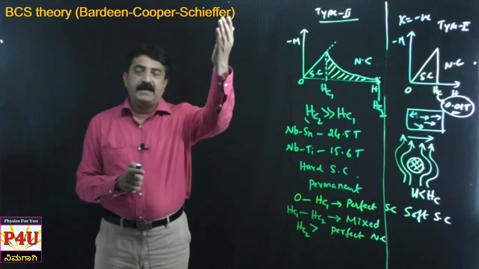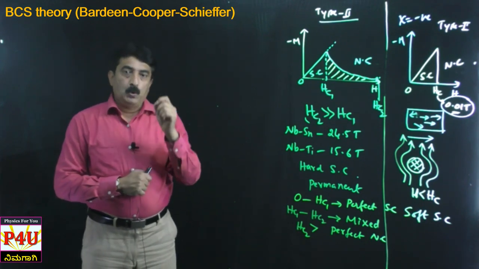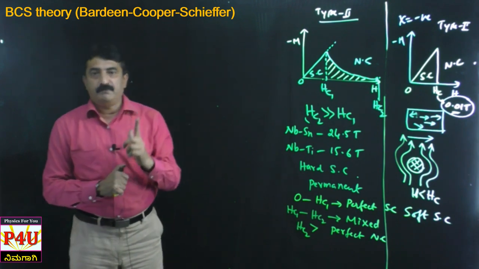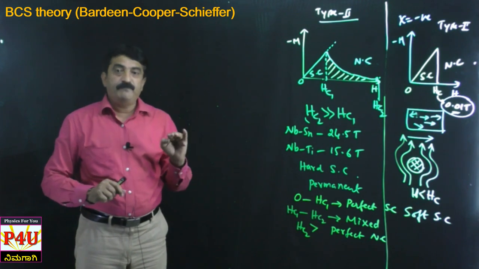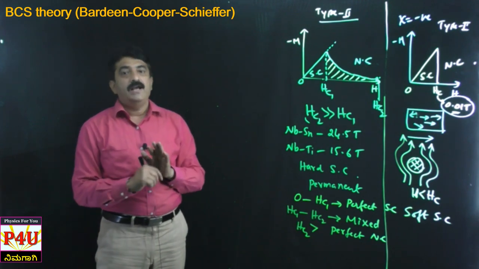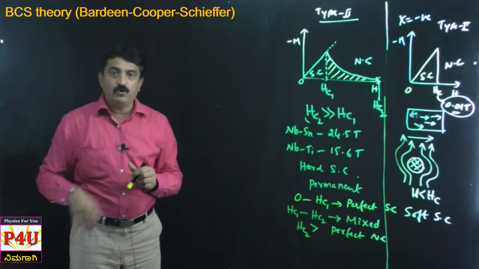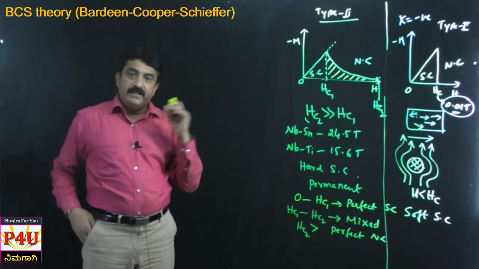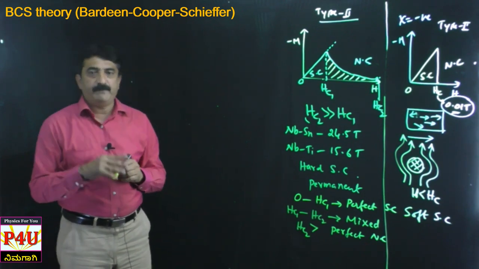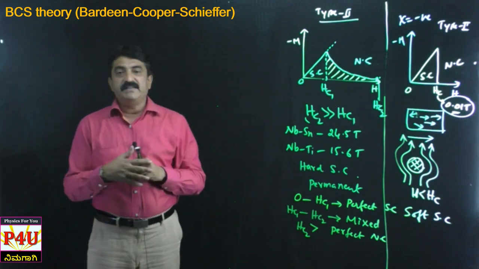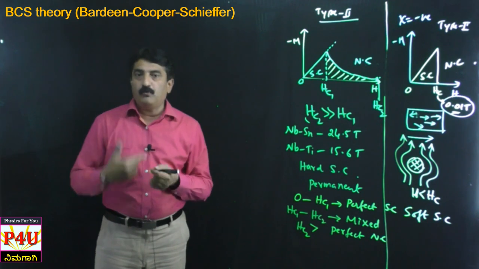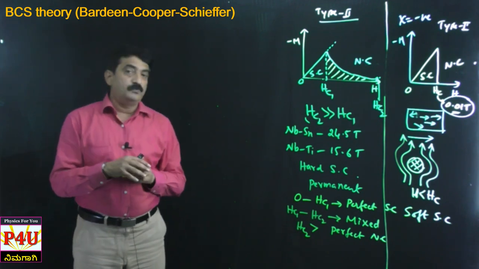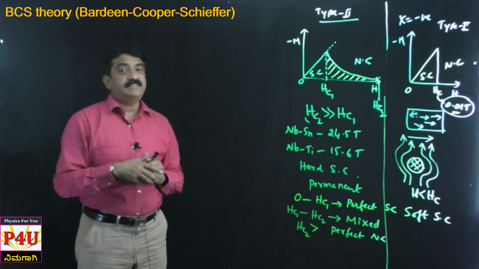BCS theory stands for Bardeen, Cooper and Schrieffer. B for Bardeen, C for Cooper, S for Schrieffer. These three physicists gave this theory, and in fact for this theory they even got the Nobel Prize. Kamerlingh Onnes got the Nobel Prize, Meissner got the Nobel Prize for the Meissner effect, and even these three physicists of BCS got the Nobel Prize. I told you, about 3 to 4 Nobel Prizes are awarded in the field of superconductivity.